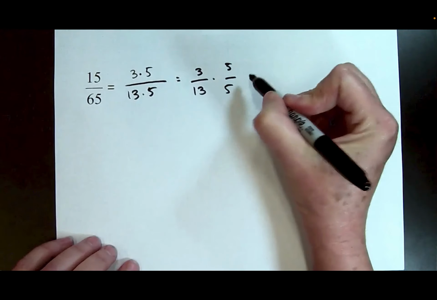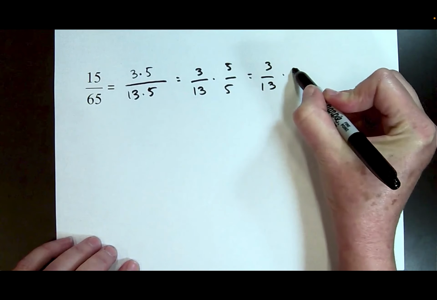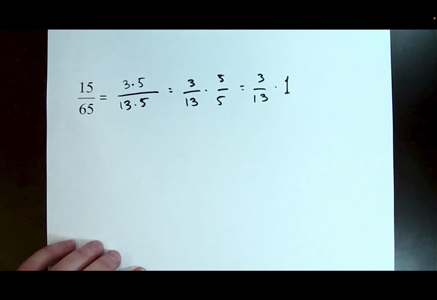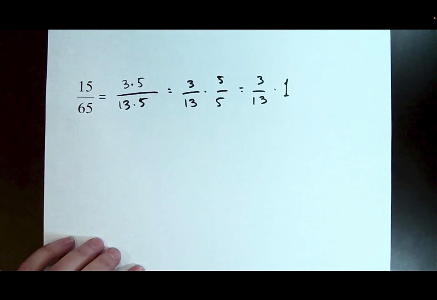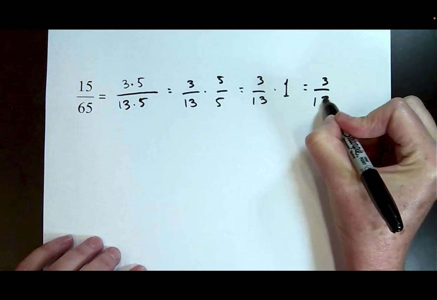And what is 5/5? Well, 5/5 is just the number 1. And what happens when I multiply by 1? What happens when I specifically multiply 3/13 by 1? Yeah, nothing happens. I just get 3/13 back.